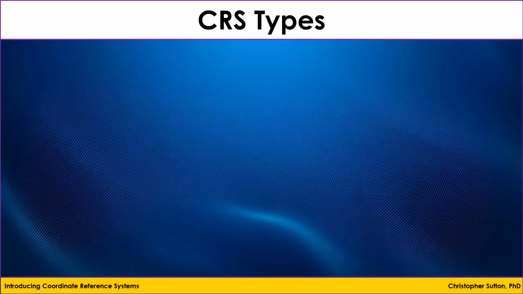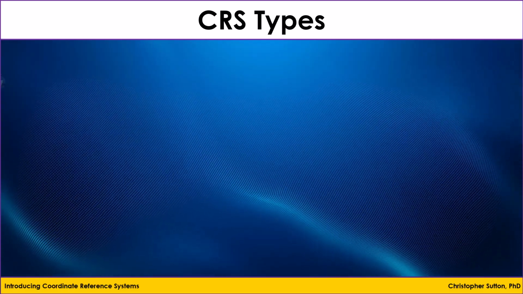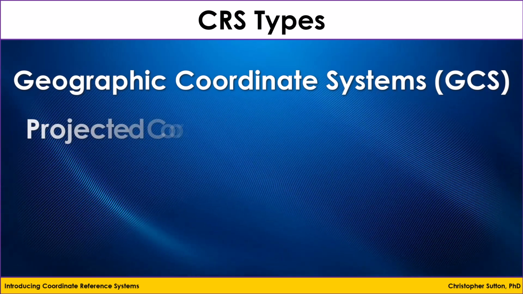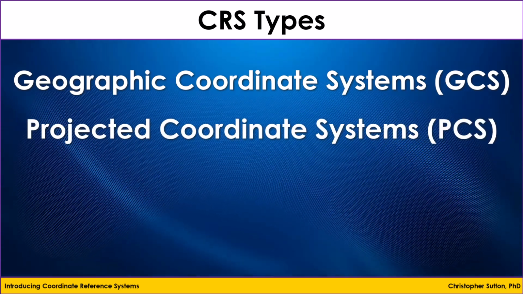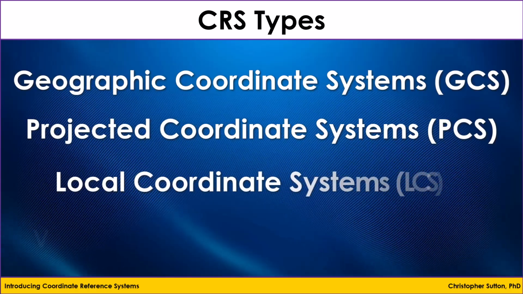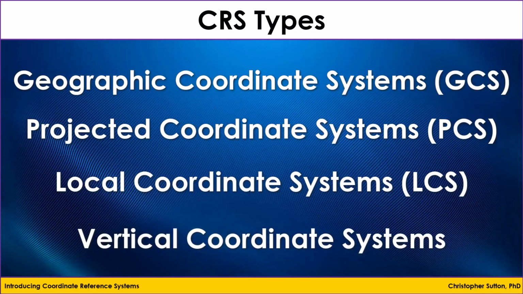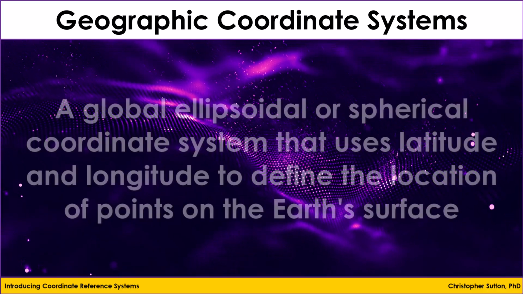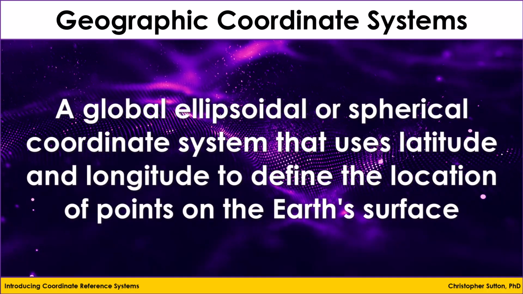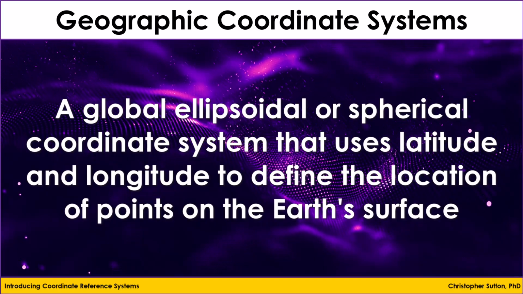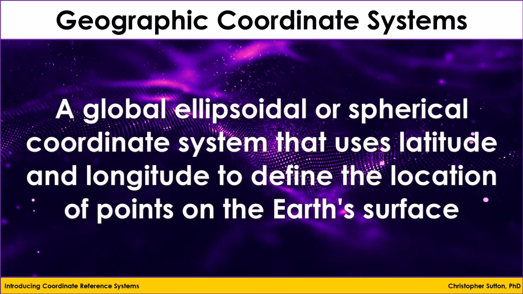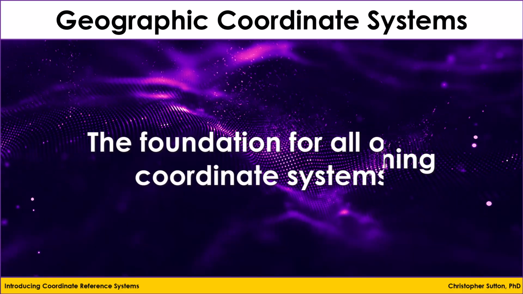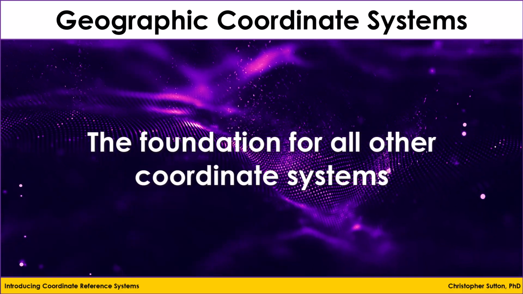There are different types of coordinate reference systems. There are geographic coordinate systems, or GCS, projected coordinate systems, or PCS, local coordinate systems, or LCS, and vertical coordinate systems. A geographic coordinate system is a global ellipsoidal or spherical coordinate system that uses latitude and longitude to define the locations of points on Earth's surface. Geographic coordinate systems are used for global positioning and are the foundation for all other coordinate systems.